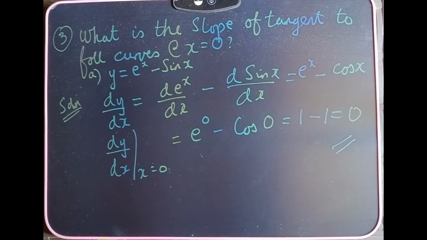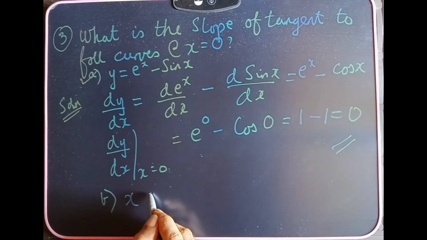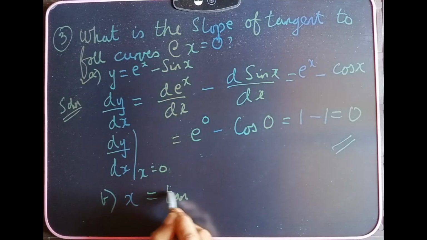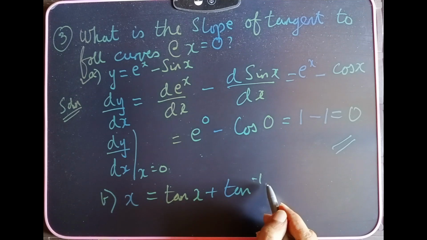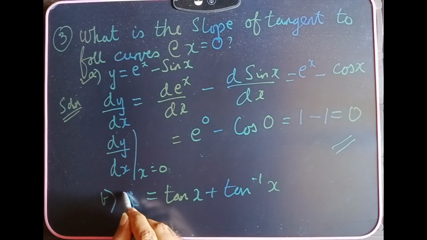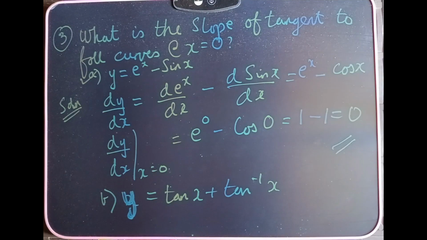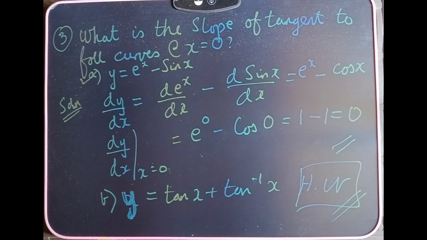The next problem, take it for homework. This is for A, and for B, y is given as tan of x plus tan inverse of x. So you can solve this for homework. Solve and put in the comments. All right. So we have solved 3 problems so far. Let us take one more problem, one last problem we'll see.